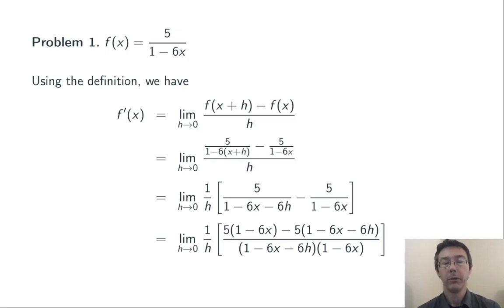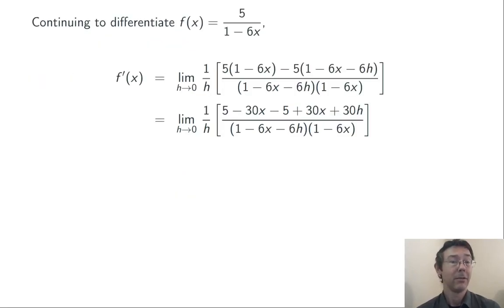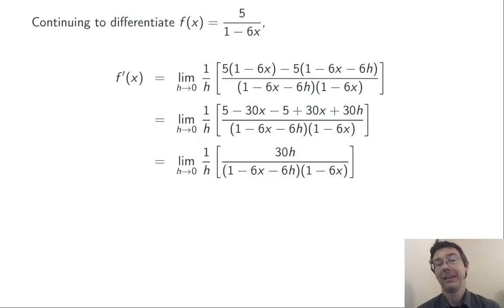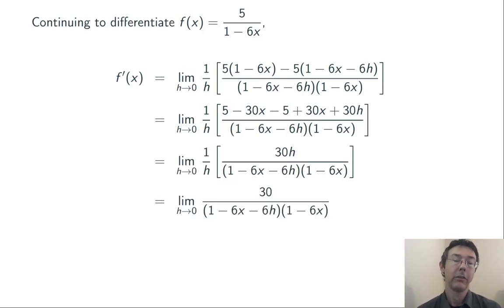Here, I've cross-multiplied. 5 times 1 minus 6x minus 5 times 1 minus 6x minus 6h, all over the product of those two denominators. Next, I'm going to FOIL out in the numerator and combine like terms. I'm just left with 30 times h. Now I'm happy. Those h's cancel.